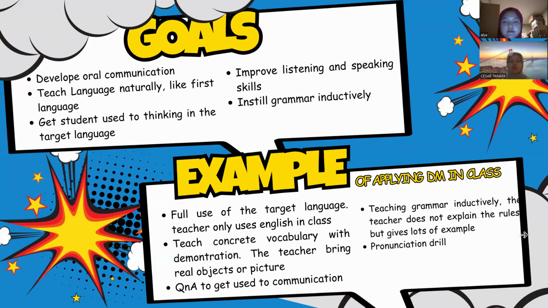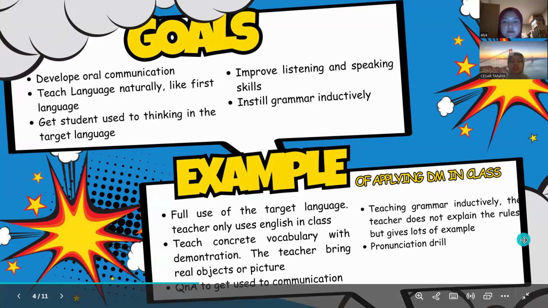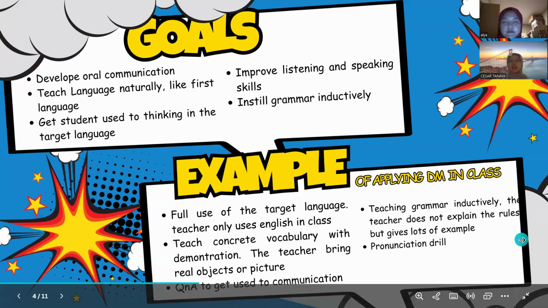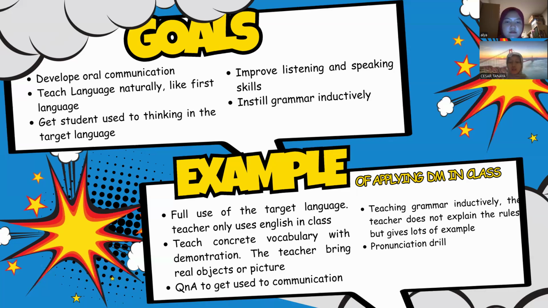For the first, full use of the target language: the teacher only uses English in class. For example, when the teacher enters the class and gives the greeting, the teacher says, "Good morning all, how are you today?" And then the students answer, "Good morning teacher, I'm fine." Number two, teach concrete vocabulary with demonstration. The teacher brings a real object or picture. When the teacher shows a book and says, "This is a book," the students say, "Book." And the teacher points to the book and says, "Is this the book?" And the student answers, "Yes, it is a book."